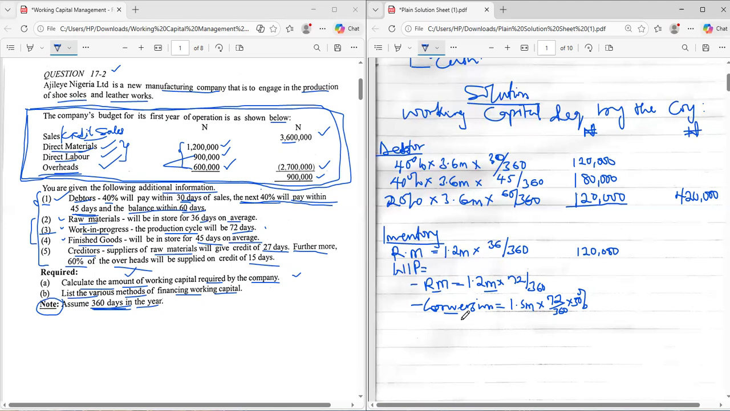Now, help me figure it. First one is 240,000. The second one 150,000. Help me add up everything. 510,000 for inventory.